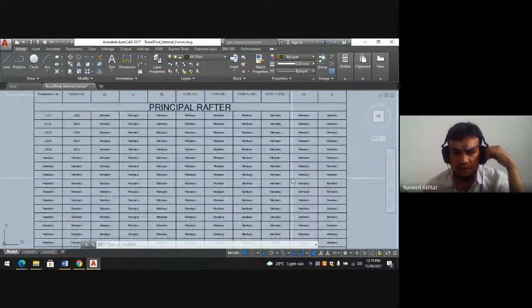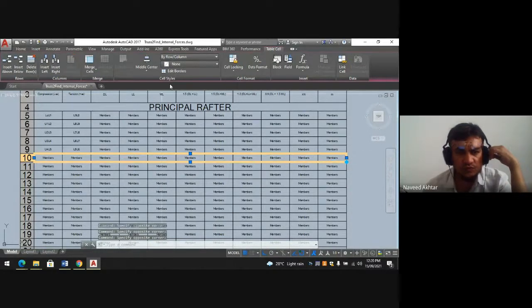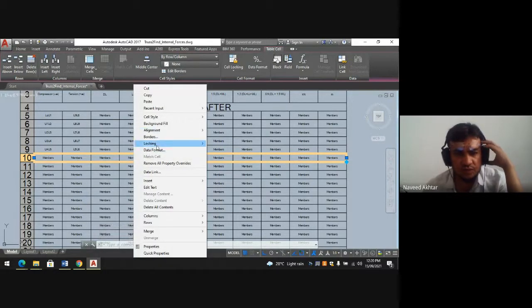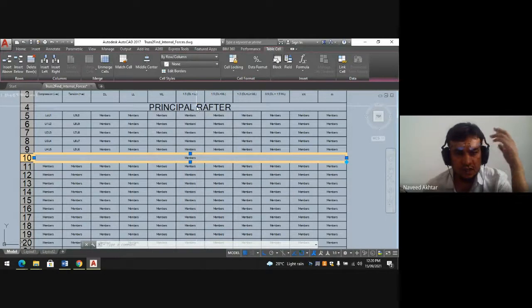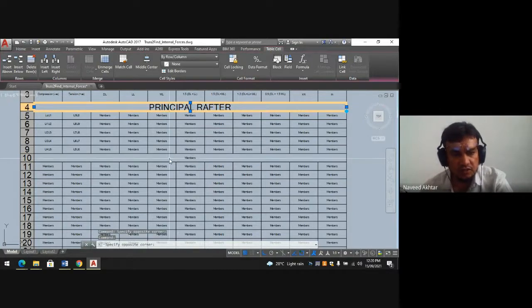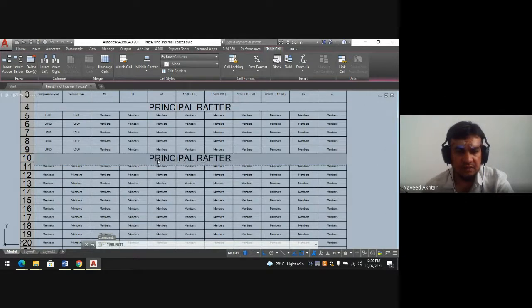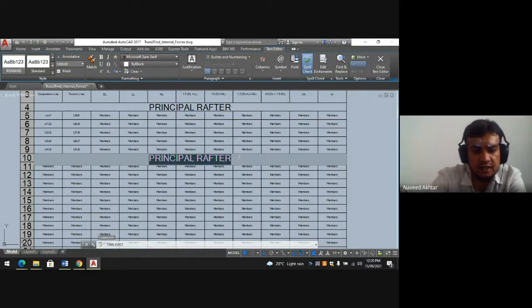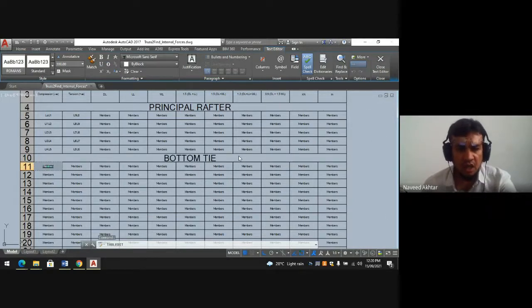Now we'll come to the bottom member. Okay, this bottom member, I will merge this. Merge all. Okay. I'll copy this, Control C, Control V. The main member: bottom tie. Bottom tie.